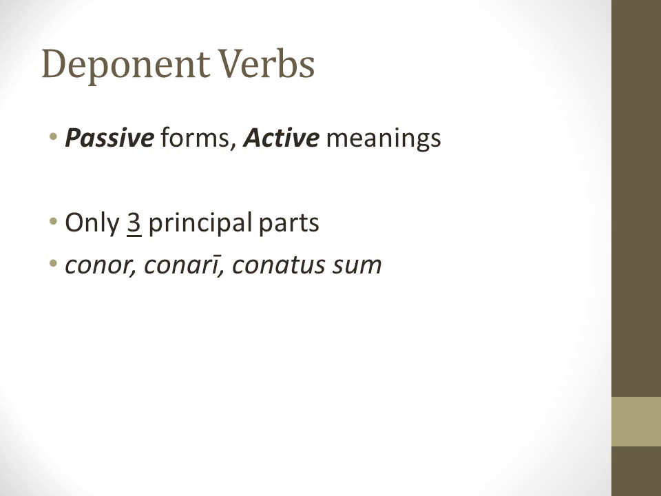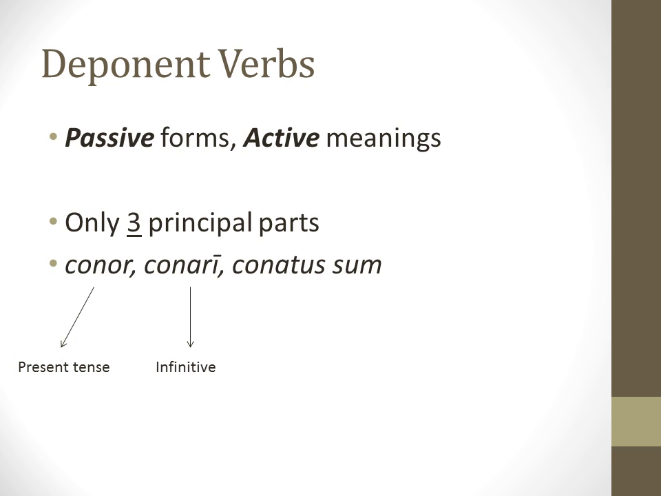Let's take a look at these principal parts. Conor, the first principal part, well, that's going to be the present tense. That's no different than the first principal part of a regular verb. The second principal part is going to follow that same pattern. It's going to be a present infinitive, just as it would be for a regular verb. Those two principal parts then, the first and the second, make up the present family.